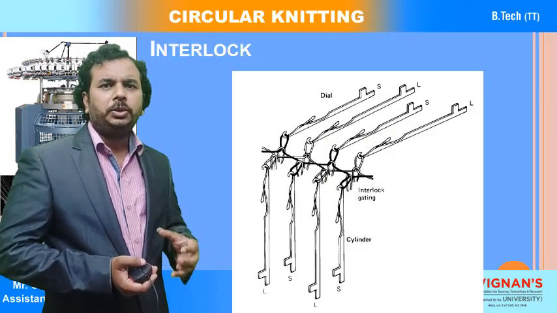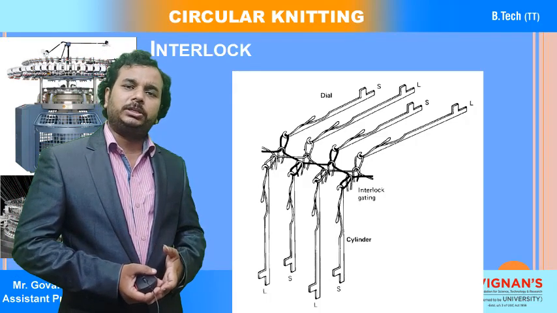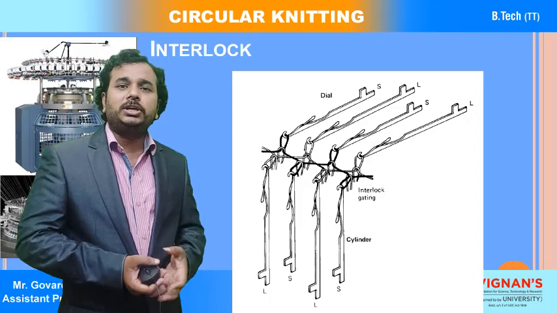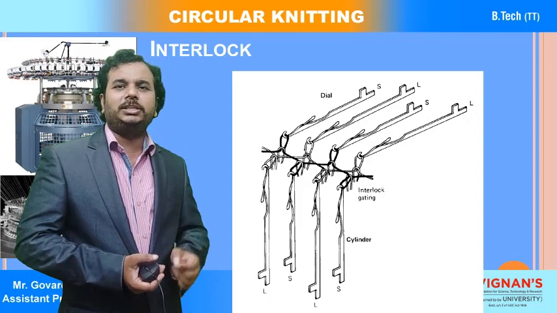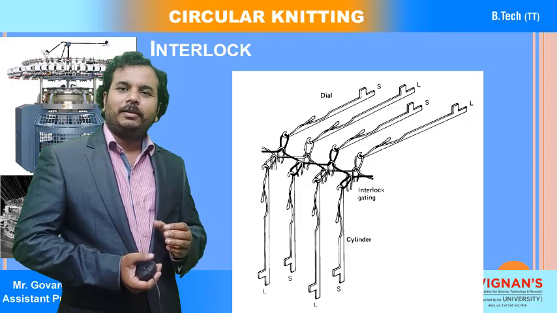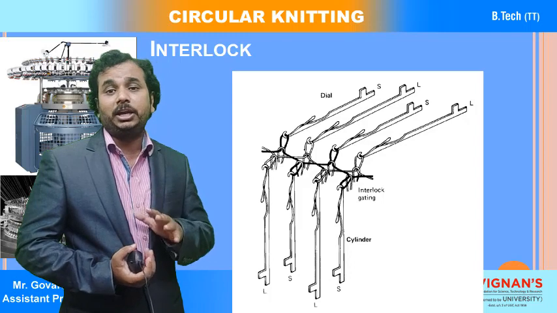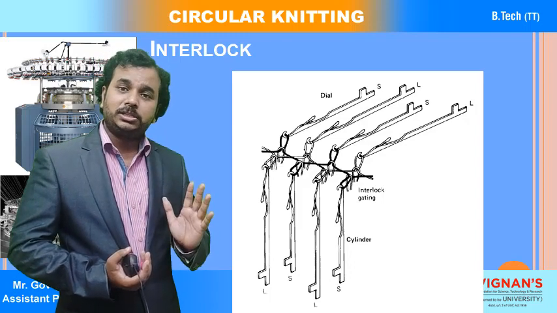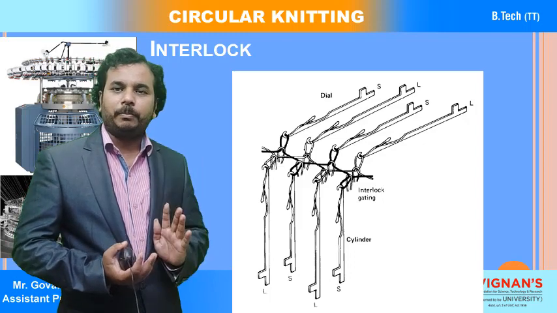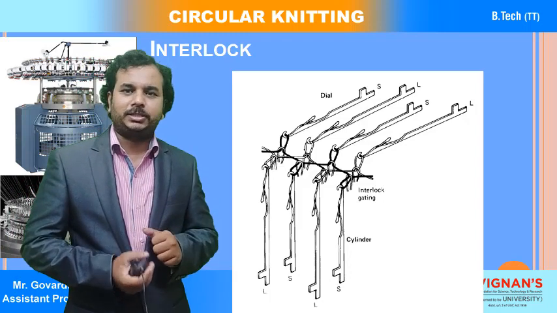And you can observe here the next category, which is called interlock fabrics. How can we manufacture interlock fabrics? You can observe that there is a small change in the usage of the needles. All the needles are arranged in the same axis. The axis of the cylinder needles and the axis of the dial needles are the same.